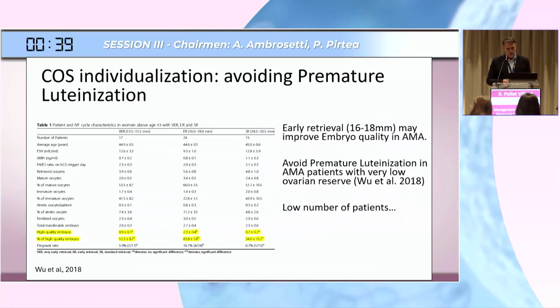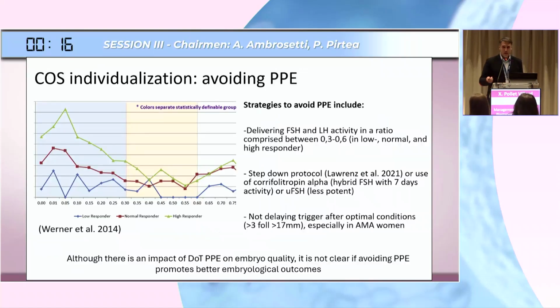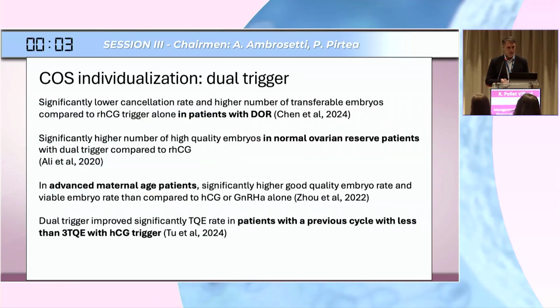So we have strategies, especially for advanced maternal age, to avoid premature luteinization. For advanced maternal age, it has been shown that early retrieval, when the follicle is between 16 and 18 millimeters, may improve embryo quality. But this was a study with a low number of patients. So there are many strategies to avoid premature progesterone elevation, and although there seems to be an impact, it is not clear if avoiding premature progesterone elevation promotes a better embryological outcome.